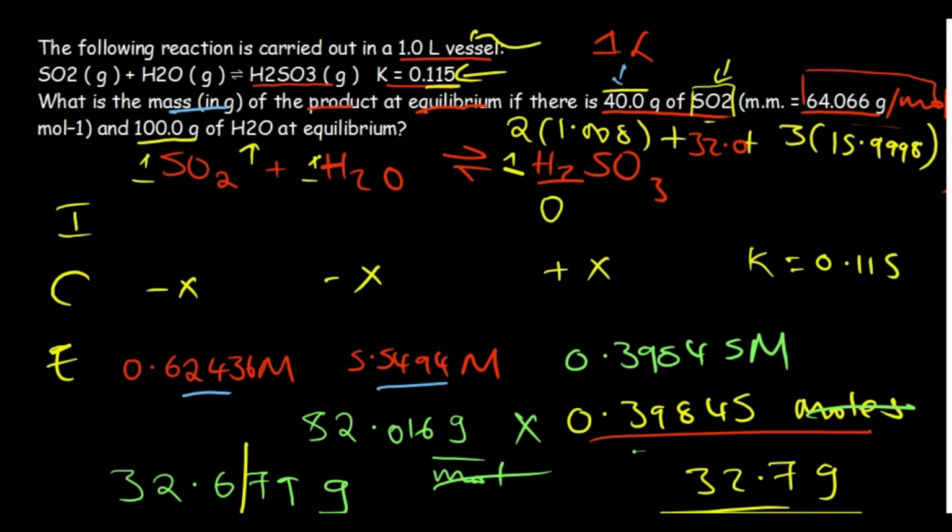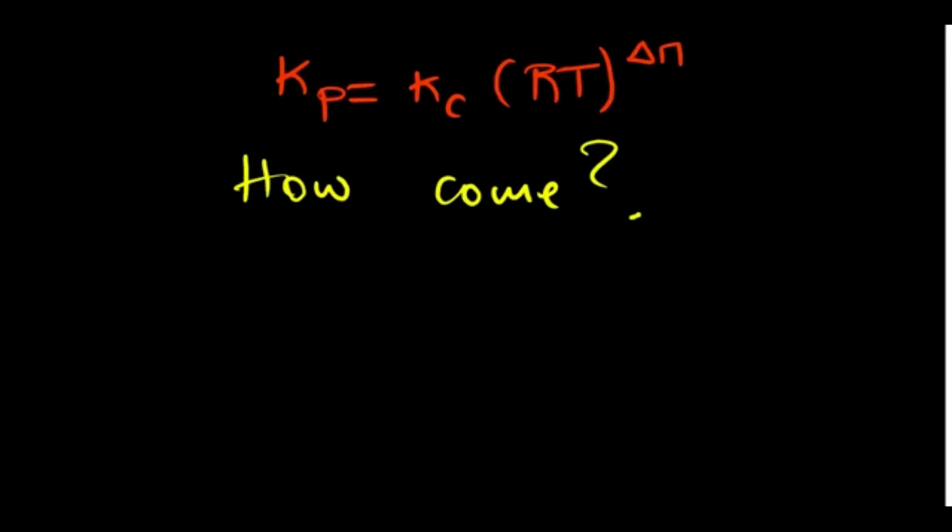Okay, so let's proceed now and look at the relationship between the Kp and the Kc. Beginning with the formula itself, I'm sure you know this equation already. Kp is equal to Kc (RT) raised to the power delta n. So we want to prove how come that's true.